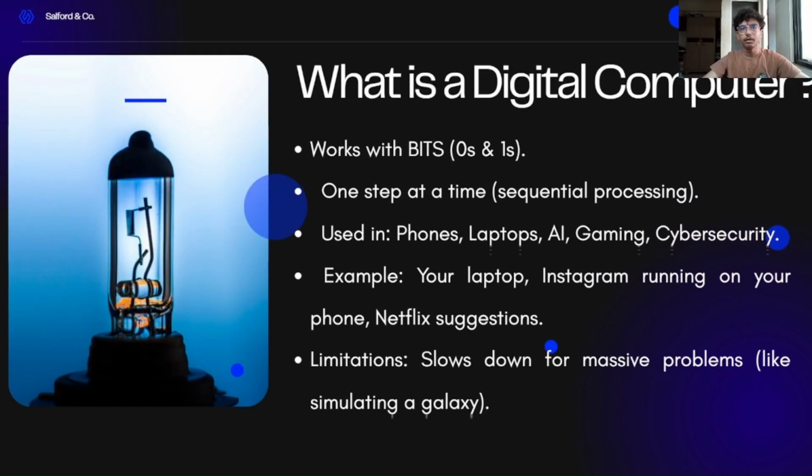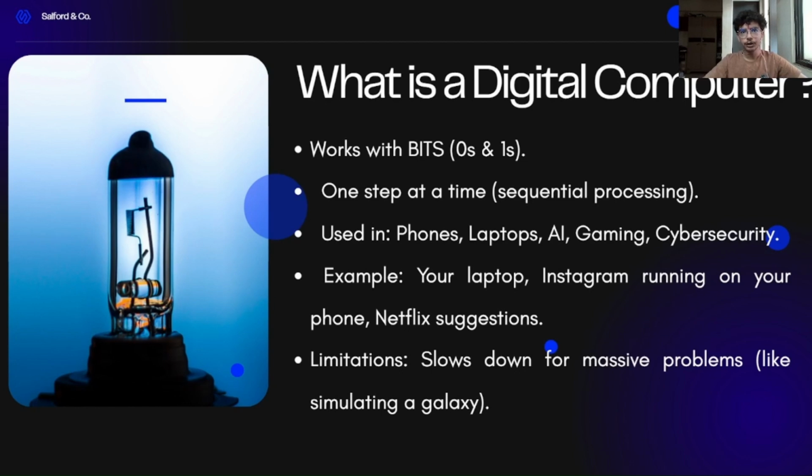And now, to start, what is digital computing? Basically, it's a normal computer which works with bits, like 0 and 1. One step at a time, either 0 or 1. We use it in our phones, AI, gaming, cyber security, everywhere. Example: your laptop, your Instagram running on your phone, and the Netflix suggestion system, which also runs on binary code, 0 and 1. It has a limitation. It slows down for a massive problem like simulating a galaxy.